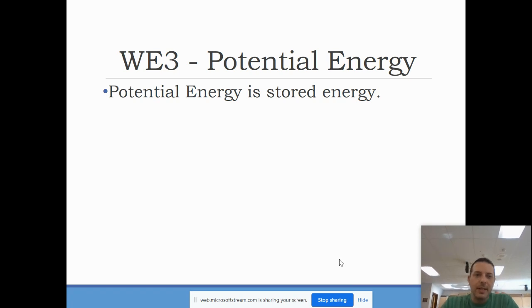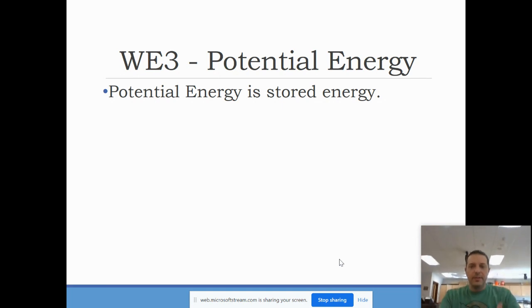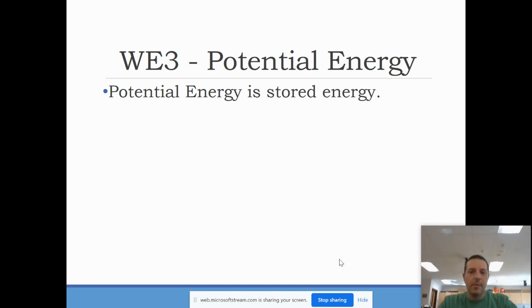In today's lesson, we're going to take a look at potential energy. Potential energy is a type of energy that is stored for the time being and can be used later.